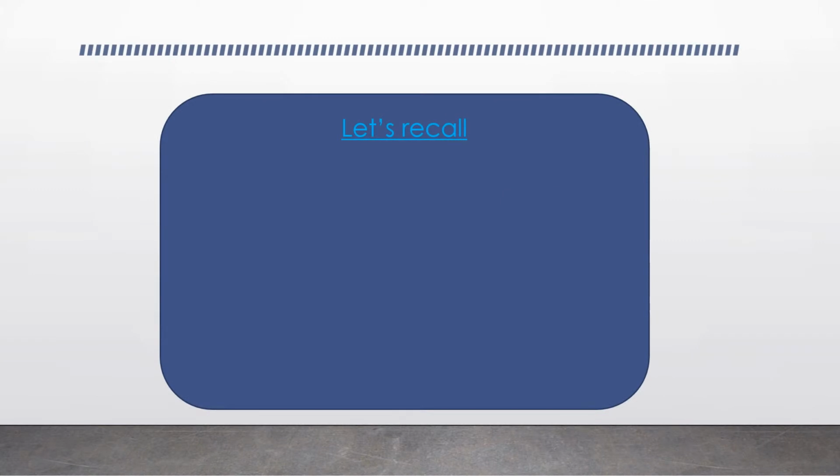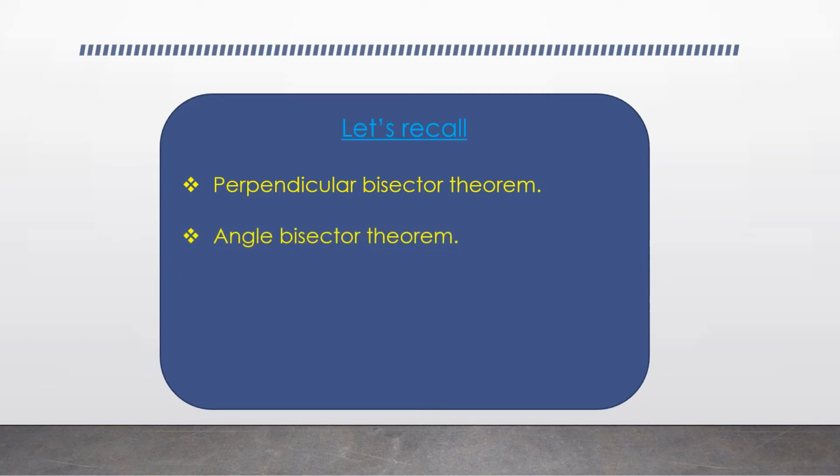Let's recall the perpendicular bisector theorem. Every point on the perpendicular bisector of a segment is equidistant from the endpoints of the segment. And the angle bisector theorem: every point on the bisector of an angle is equidistant from the sides of the angle.